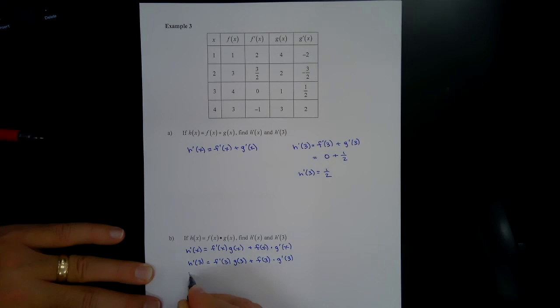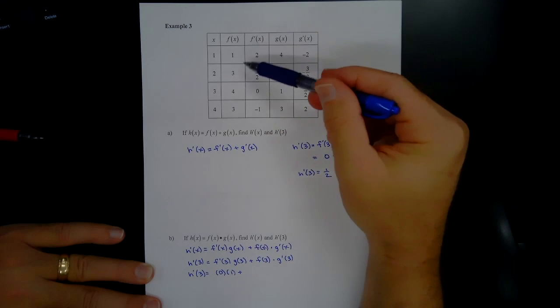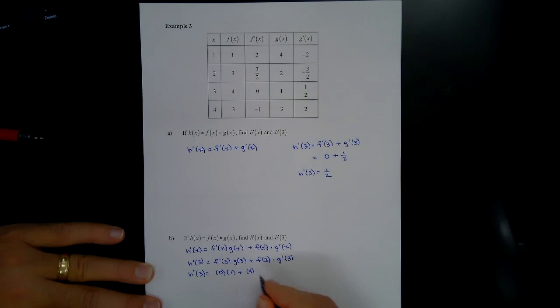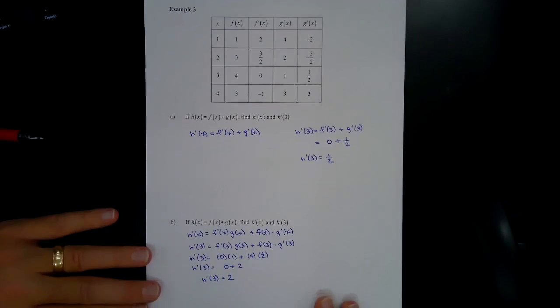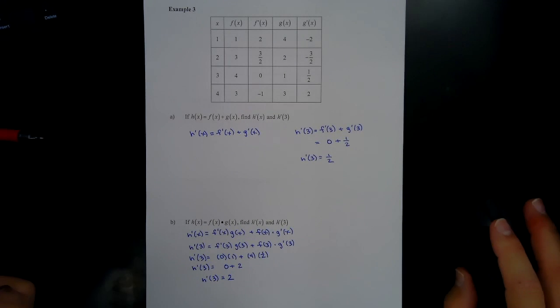So that makes h prime of 3 equal to, f prime of 3 would be 0 times g of 3, and g of 3 is 1, plus f of 3, so f of 3 is 4, times g prime of 3, and that's 1/2. So this h prime of 3 would equal 0 plus, and 4 times 1/2 would be 2. So h prime of 3 would equal 2, okay? And so that's that one. That's what if it's a product, okay? Let's go see what happens next, okay? So let's turn the page.